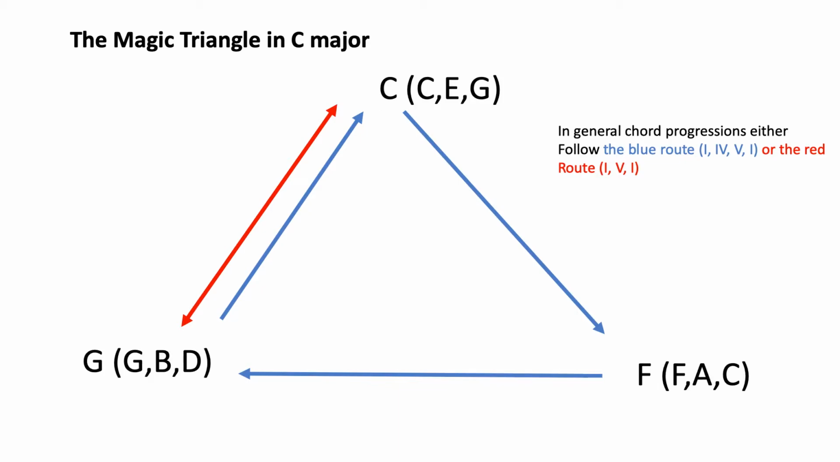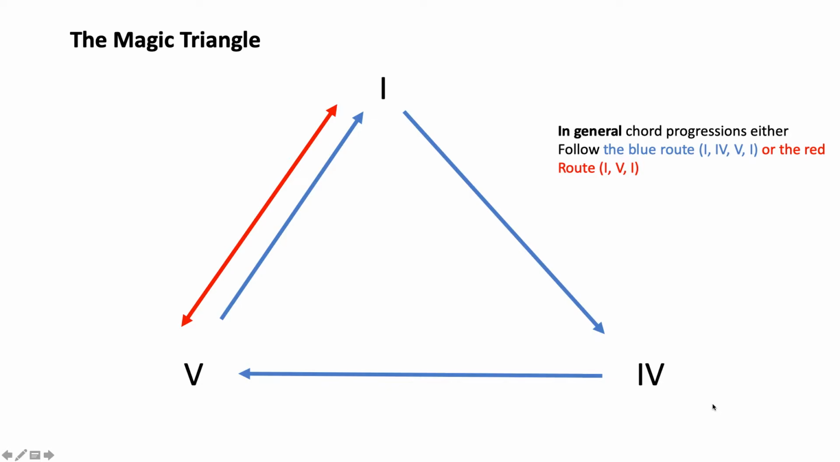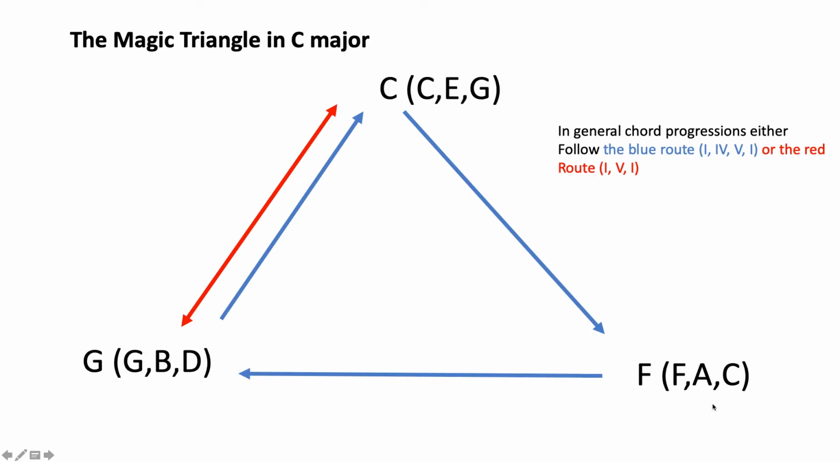I'm just going to show you what that might look like in C major. So in C major, the tonic chord is C, E, G. The subdominant chord is F, A, C. And the dominant chord is G, B, D. And so if we're following the blue route round, we're going to start on C major, head over to F major, over to G major, and then back to C major.